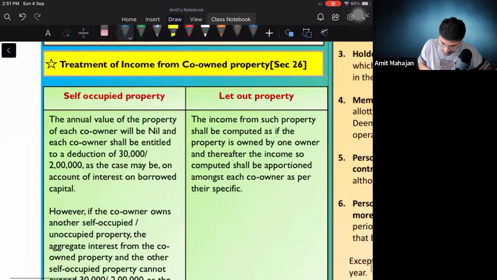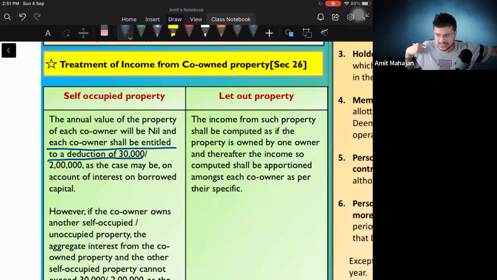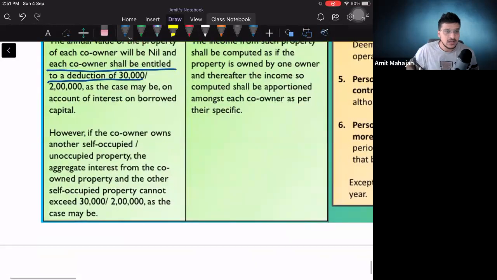तो ये दोनों को each co-owner shall be entitled to a deduction of 30,000 or 2 lakhs as the case may be. अगर वो if it is in relation to purchase then 2 lakhs, if it is in relation to repairs then 30,000. Both of us will get. But however, if the co-owner, for example Jasmita, owns another self-occupied property or unoccupied property, the aggregate interest from the co-owned property and other self-occupied property cannot exceed.